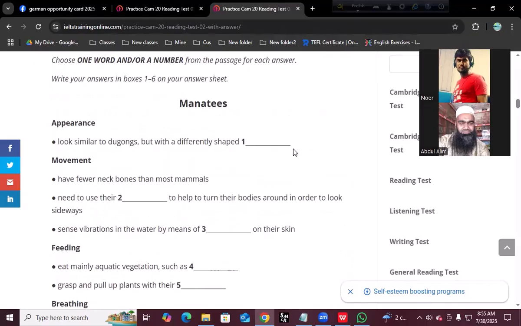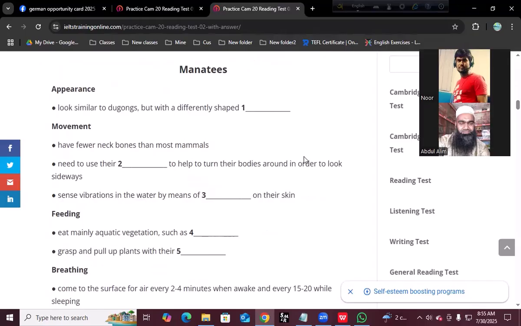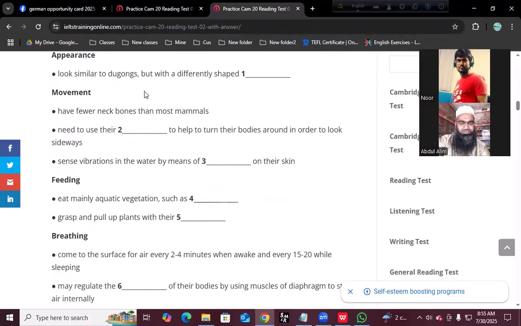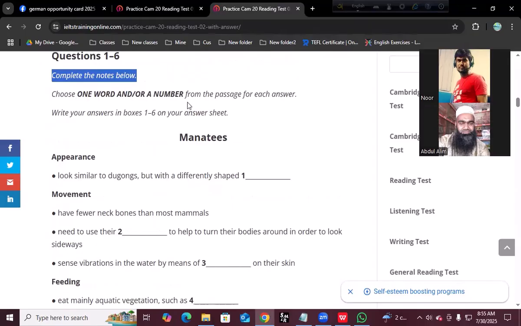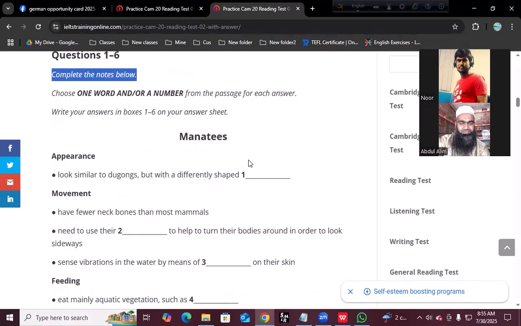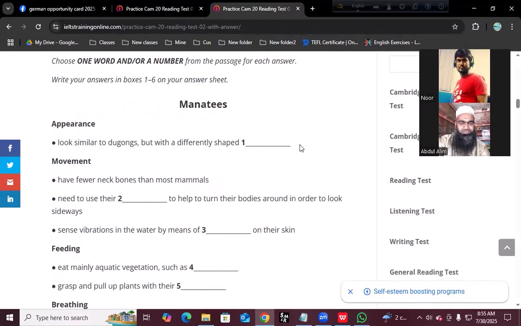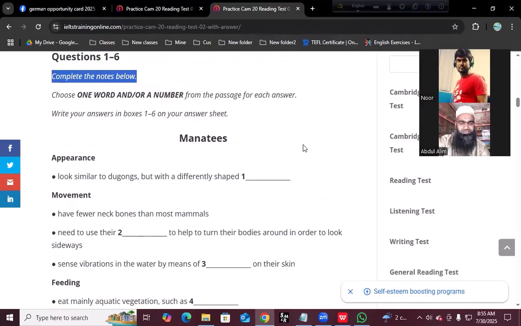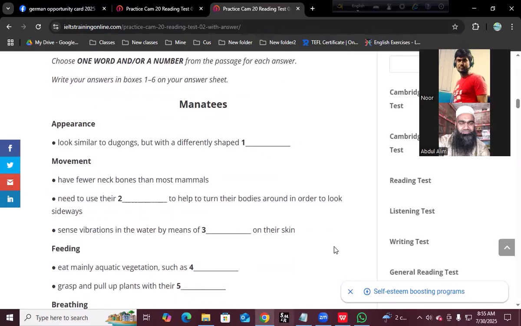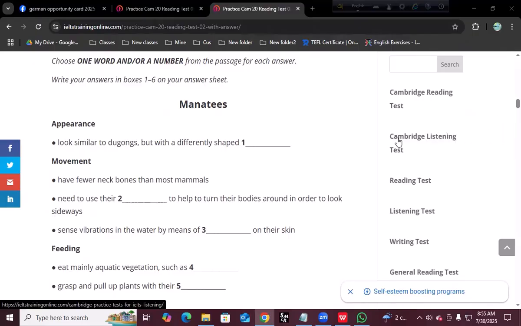So whenever you are in the examination hall and you have the question on your hand and you are about to answer the questions, if you have complete the notes, then I want you to go through the complete the notes below as the first. I mean, first of all, I want you to start answering this type of questions. The type of question is complete the notes below. Do you get that? Please repeat this. All right.